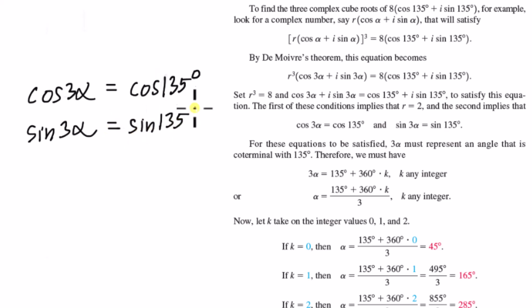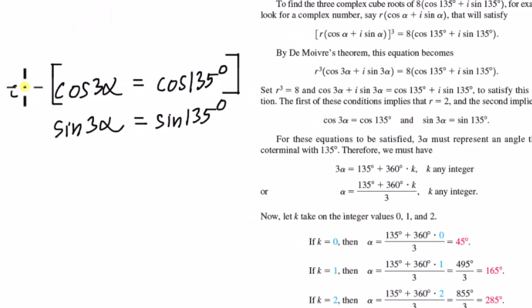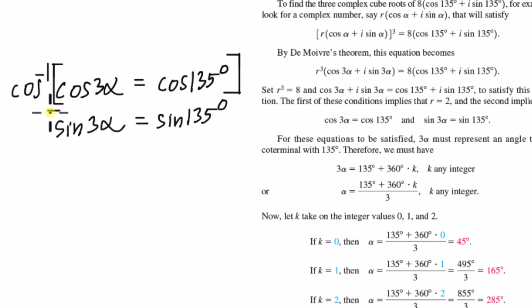Okay, so now remember, we're trying to solve for alpha. If we come back here, this is the form of the three roots. We're trying to solve for r and alpha. And since we know the r is going to be the same for each of the three roots, that must mean the alphas are going to be different, because we know we're going to have three distinct roots. So we're trying to solve for alpha. To do that, we know how to solve something like this. We take the inverse cosine of both sides, and also the inverse sine of both sides here.